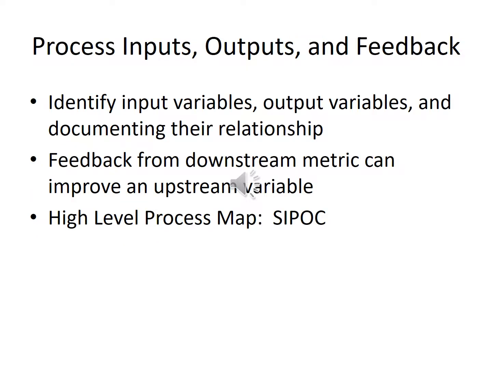When I first heard of this thing called the SIPOC, supplier, input, process, outputs, customers, I said, yeah, of course, duh. But you'd be surprised how many people can't identify the input. It's more than just saying this comes in. How does the input vary? How does the output vary? And how do you document the relationship?